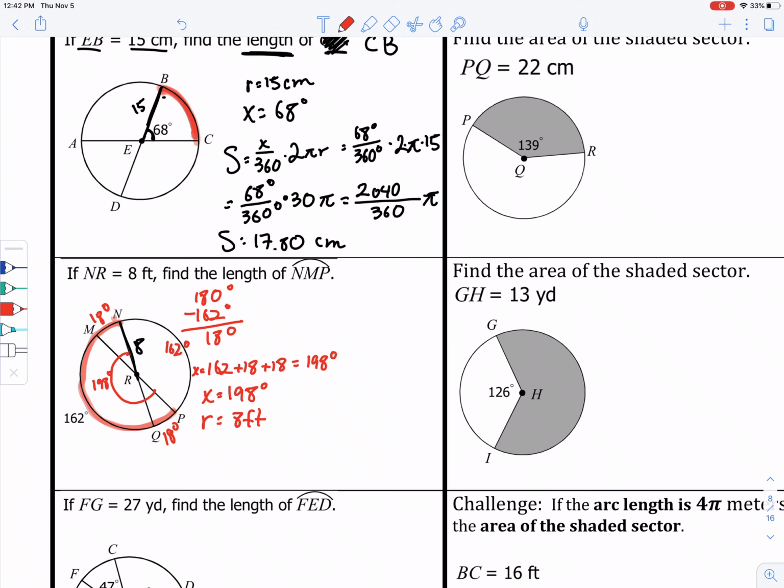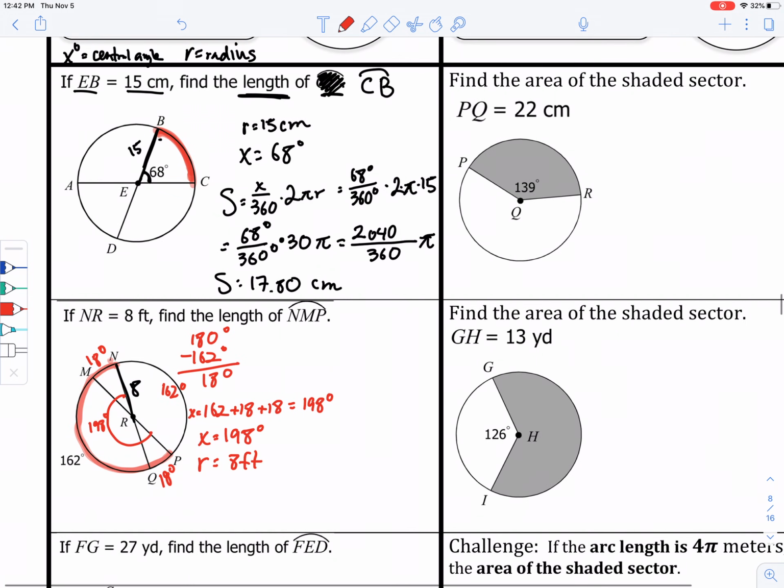So let's plug all that into the formula that we're using for arc length, and let's see what we get. So S equals, the arc length formula is x over 360 times 2 pi r. And I'm just substituting all of my variables with my values. Substituting x with 198 and r with 8. Alright. And you can use a calculator to help you simplify by multiplying all these numbers together.